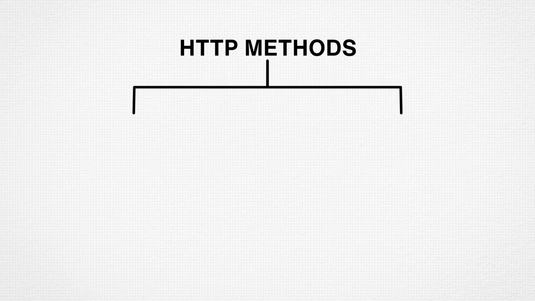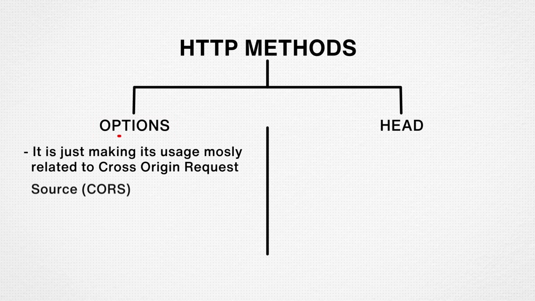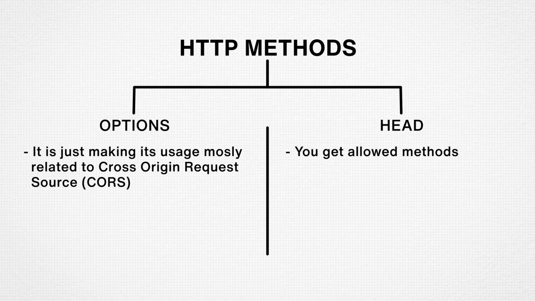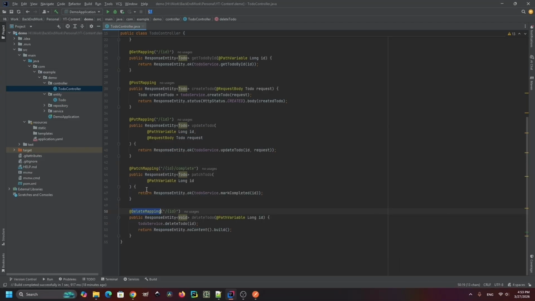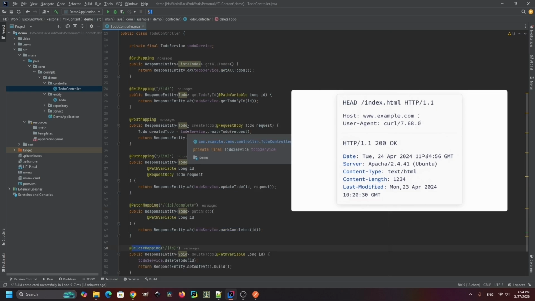Also 2 other methods, which are options and head. Options is mostly related to cross origin requests, I believe, where you make sure that you're the person actually requesting the data. Then you get the allowed methods. So basically, if you're allowed to use get, post, put, patch, whatever you're allowed to, this is what you're going to get as a response. And I believe head provides you with the headers and doesn't give you the methods that we have.